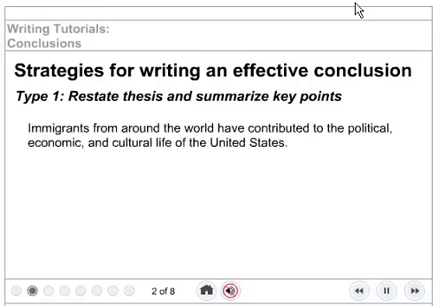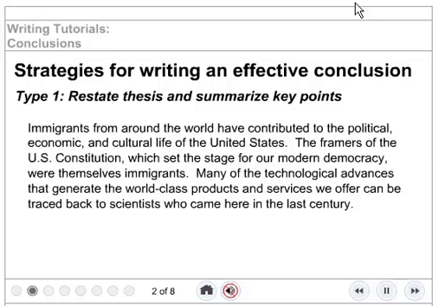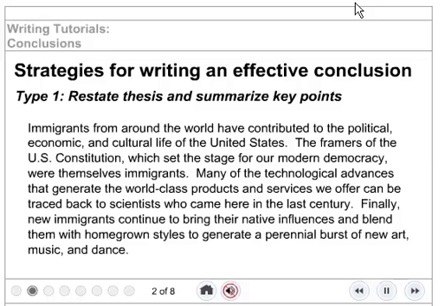Immigrants from around the world have contributed to the political, economic, and cultural life of the United States. The framers of the U.S. Constitution, which set the stage for our modern democracy, were themselves immigrants. Many of the technological advances that generate the world-class products and services we offer can be traced back to scientists who came here in the last century. Finally, new immigrants continue to bring their native influences and blend them with homegrown styles to generate a perennial burst of new art, music, and dance. America truly is a nation of immigrants.